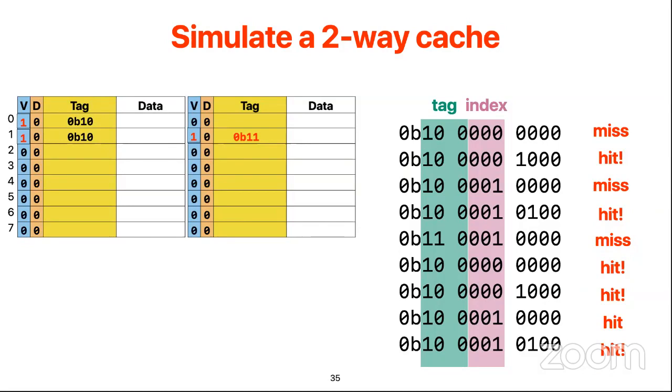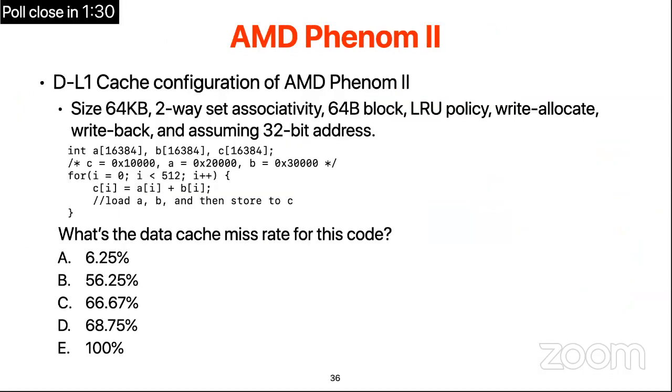Right now, I want to ask you this kind of question because this is actually more useful for you in evaluating the performance of your code. So why don't you go through this example and try to simulate the cache behavior of this AMD processor.